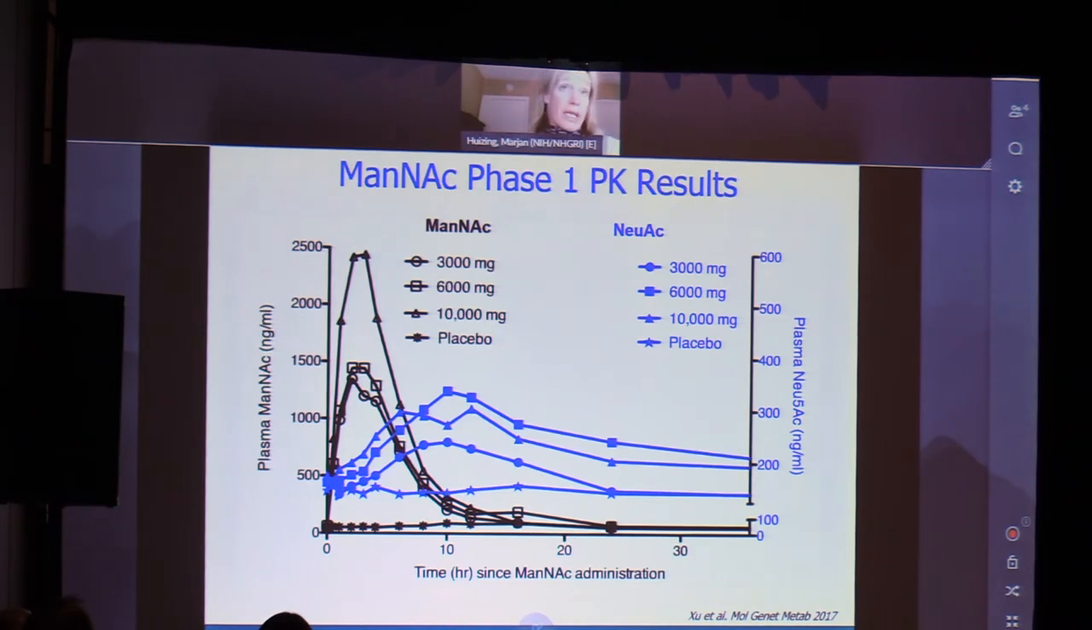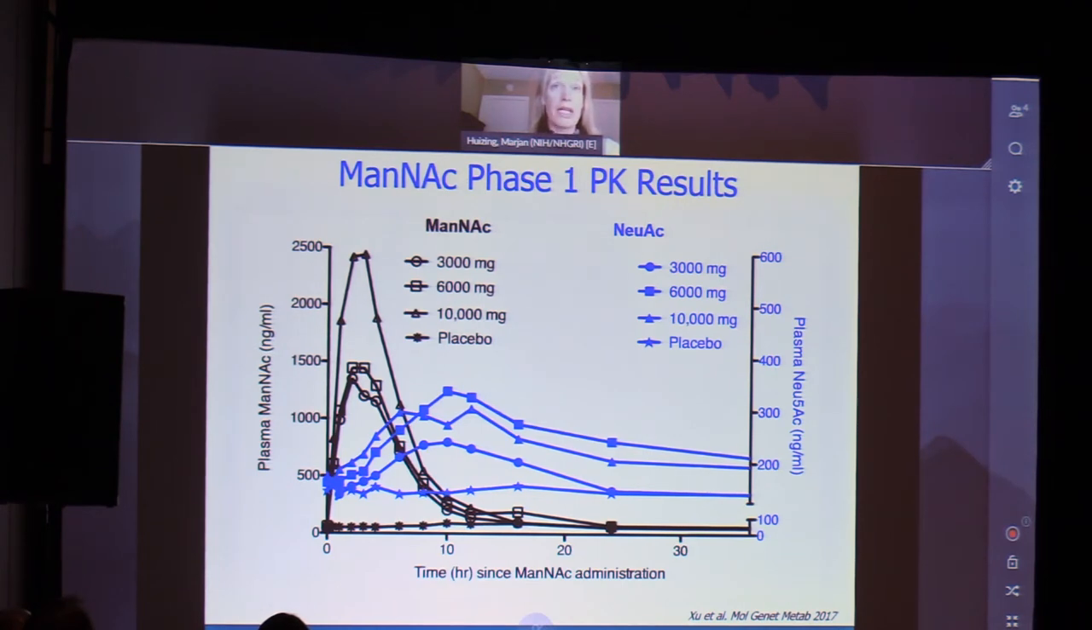The MANAC peaks in blood after about 2 to 3 hours and is out of blood about 10 hours after taking a single dose. The sialic acid in blue increases slowly in blood and peaks about 10 hours after taking a single dose of MANAC.